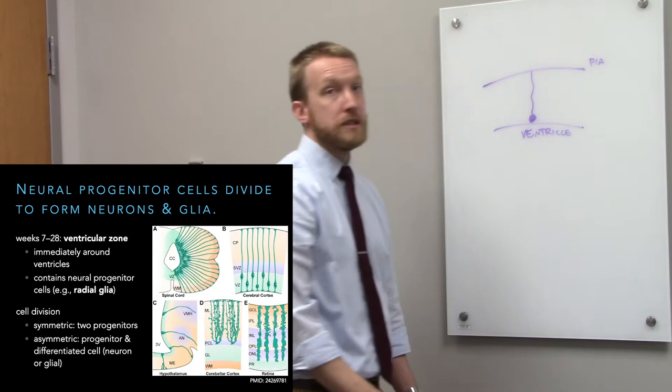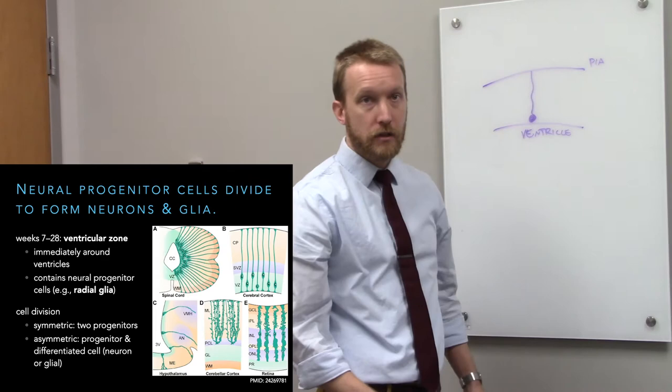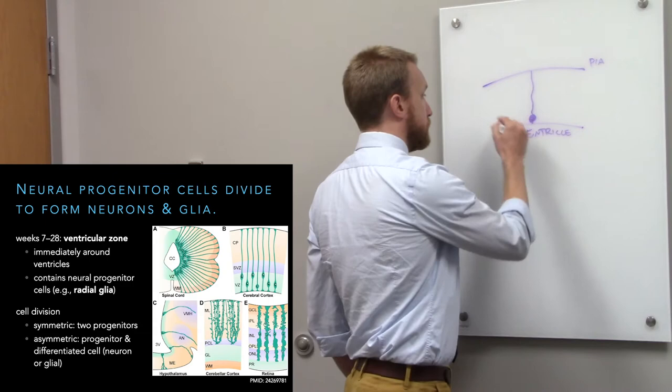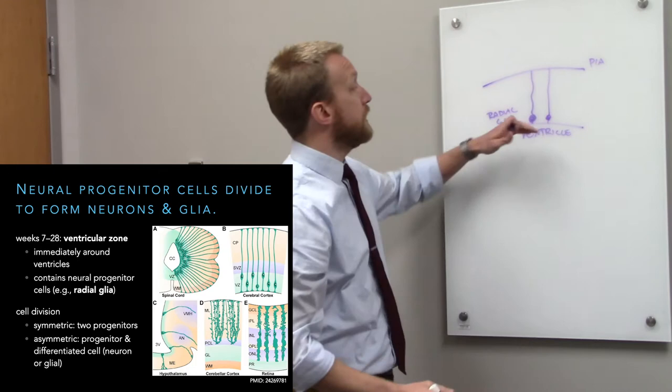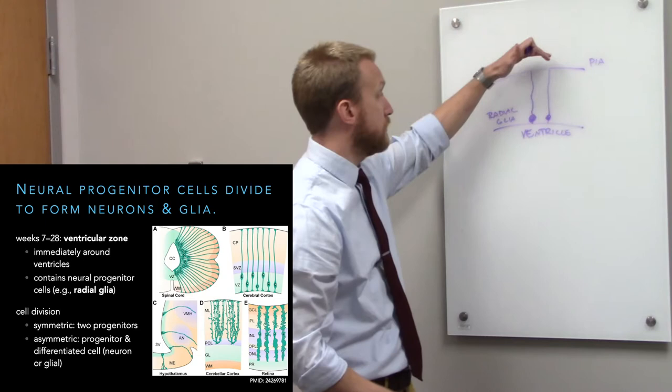Now we're going to expand this cortex and create layers. But first we have to go through a few rounds of cell division. Our radial glial cell right there. And there'll be a few of these. But they radiate from the ventricle to the top. So from the basal to the apical surface there.